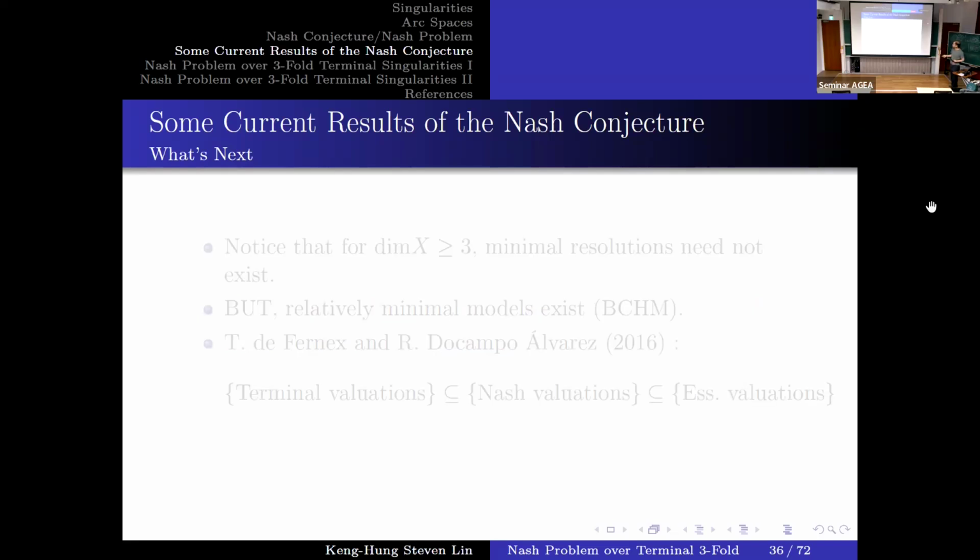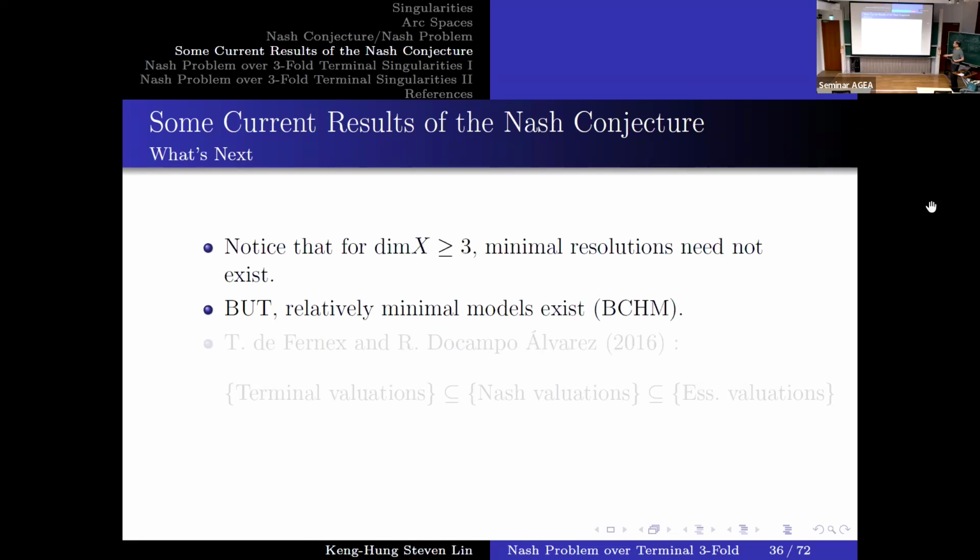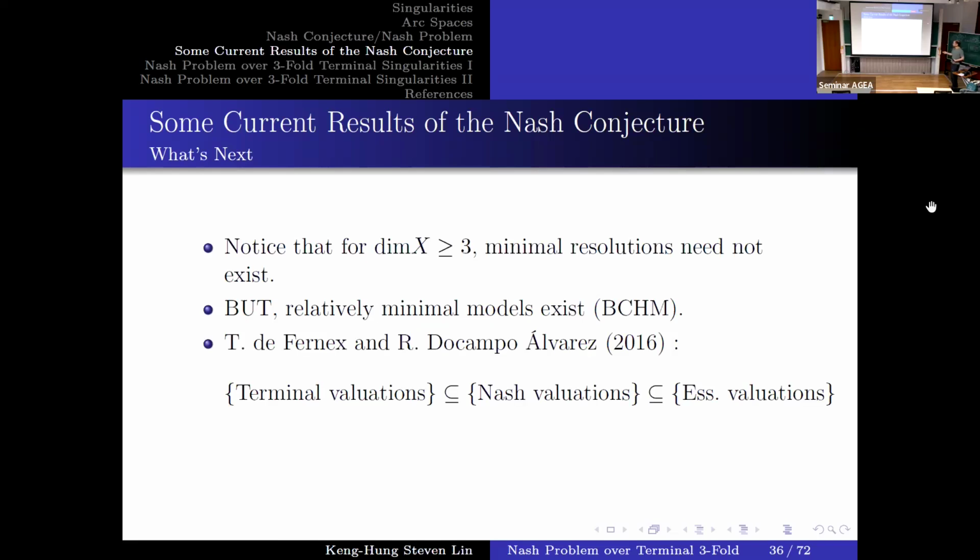A very big result for the Nash problem is the following. We know that for surface singularities, the minimal resolution exists uniquely, right? But for higher dimension, the minimal resolution need not exist. But although a minimal resolution does not exist, a minimal model over X exists by BCHM.